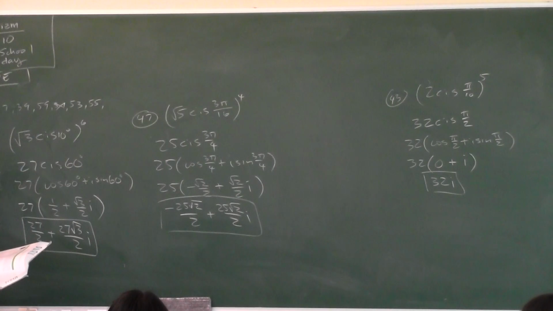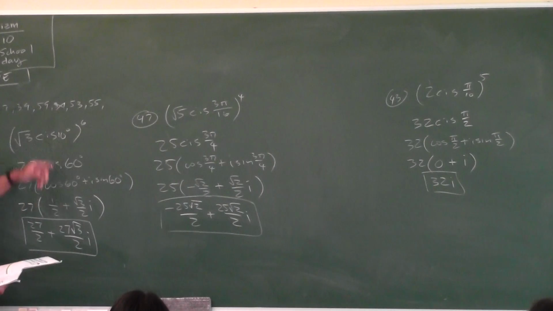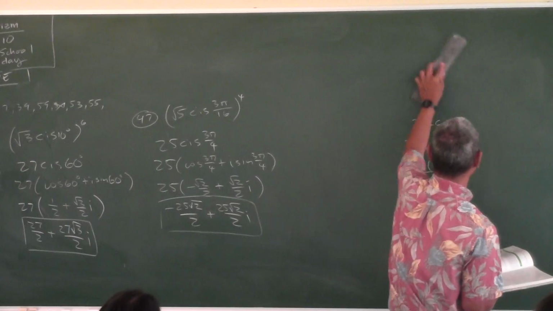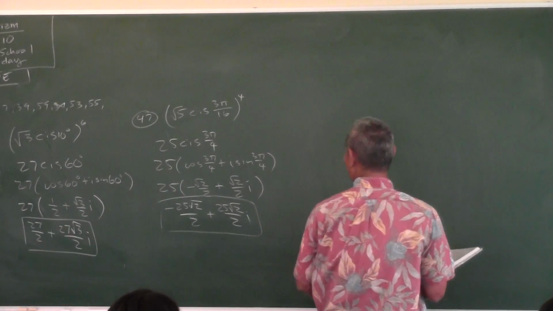So 53. How come nobody asked 51? 51 is probably the hardest of them all. Yeah, but then I wrote it and then you said cross off 51, remember? I said cross off 59, you crossed off the one. Yeah, whatever.